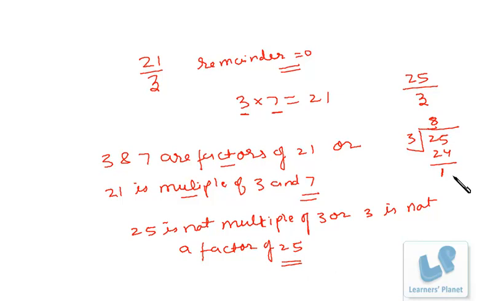So if we get the remainder as 0, the number over here will be a multiple of this number, and if we do not get the remainder 0, then the number over here is not a multiple of this number or the number over here, right?